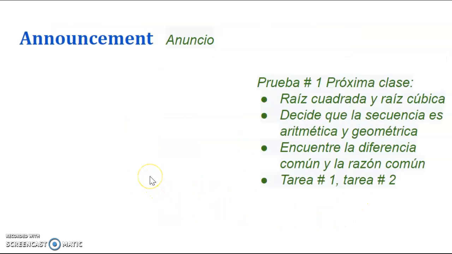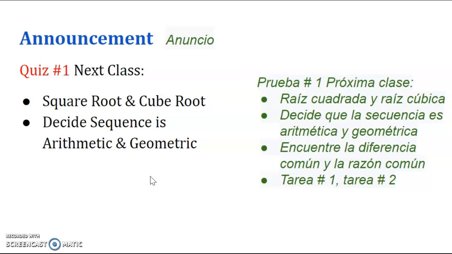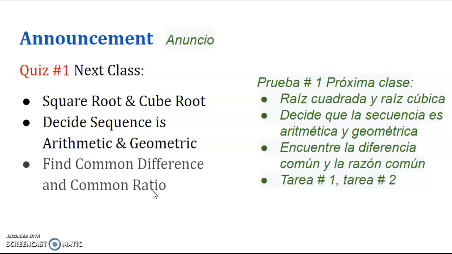All right, let's start with some announcements. You are going to have your first quiz for this semester. That's going to be next class. It's going to be on square root and cube root, and also deciding if the sequence is arithmetic or geometric, and finding common difference and common ratio. Okay, so you need to be very familiar with homework number 1 and homework number 2.